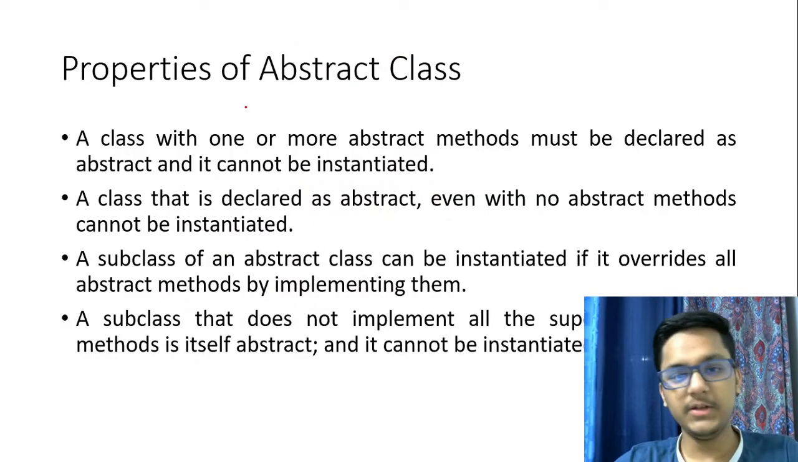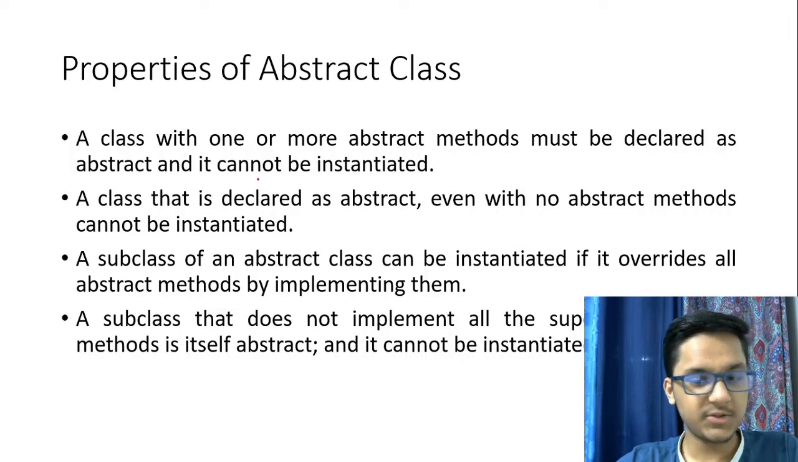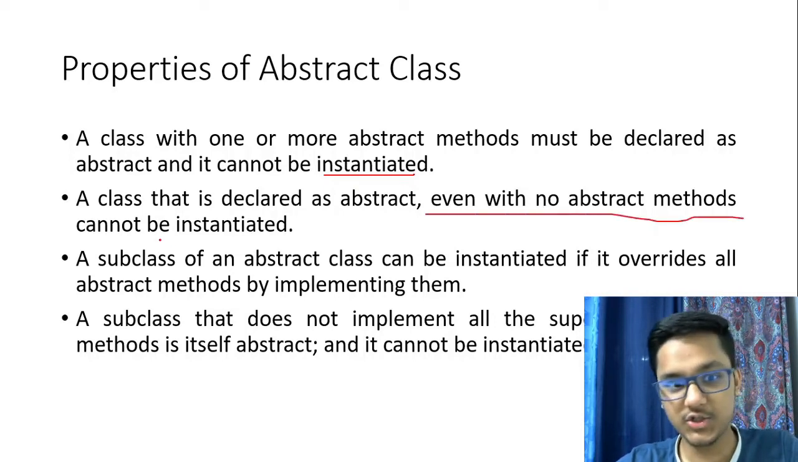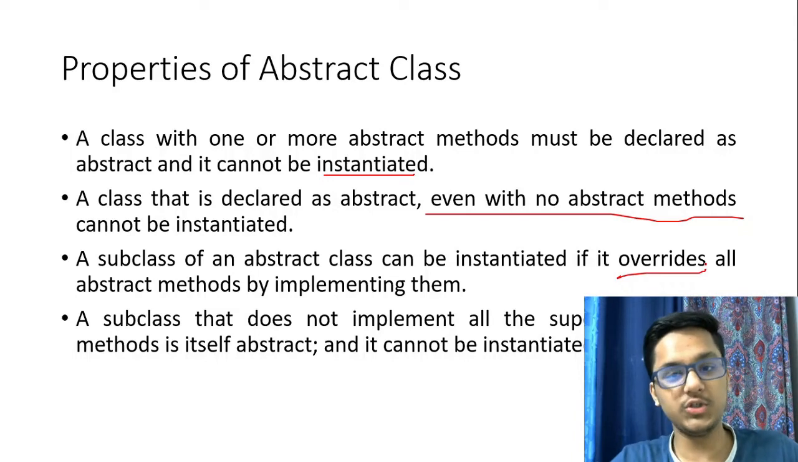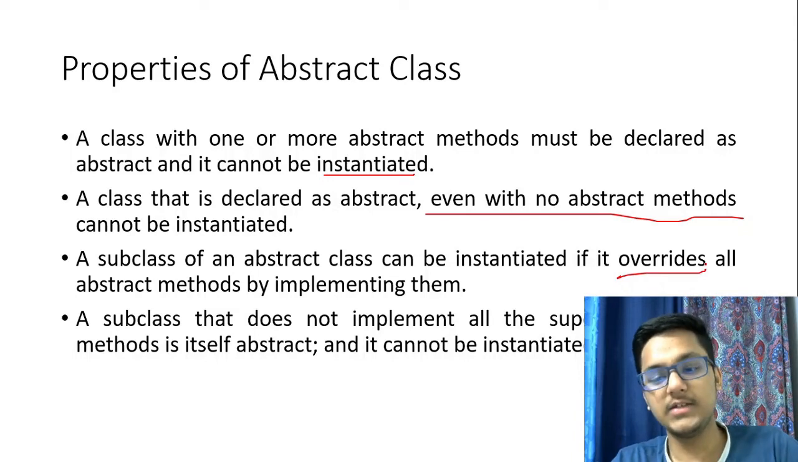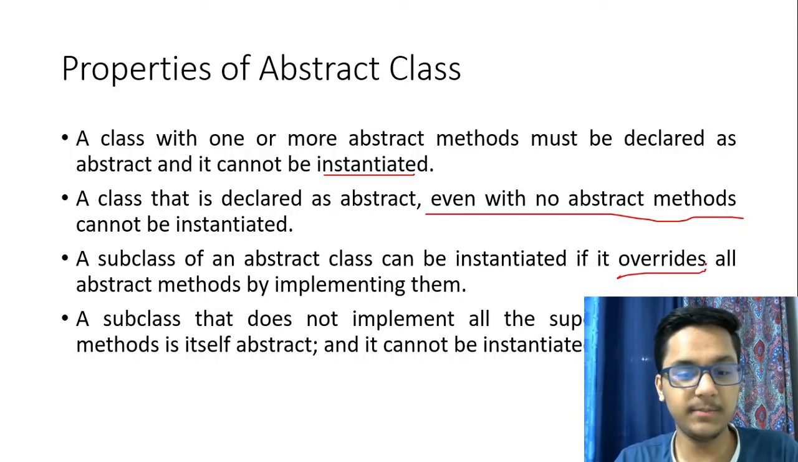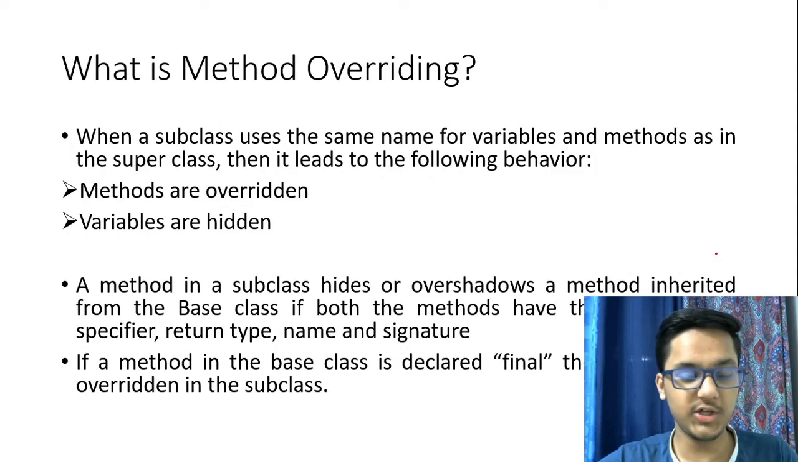Now these are some of the properties of an abstract class. I've already covered all of them. So it must be declared as abstract and cannot be instantiated. A class that is declared as abstract, even with no abstract methods, cannot be instantiated. A subclass of an abstract class can be instantiated if it overrides. Overrides is the important term. So both the functions of the same name are in both the classes. It can be instantiated if it overrides all the abstract methods by implementing them, and a subclass which does not implement all of them cannot be instantiated.